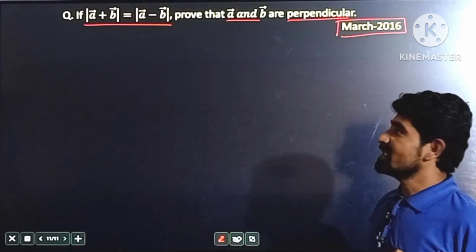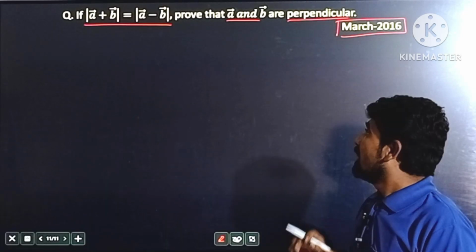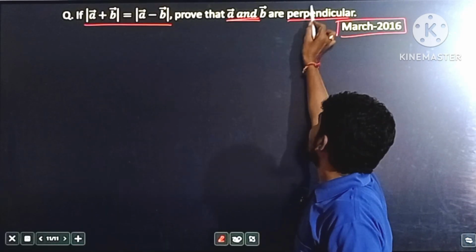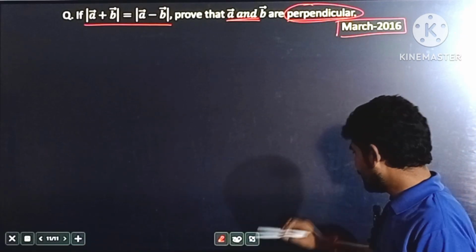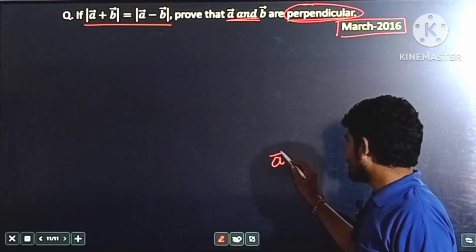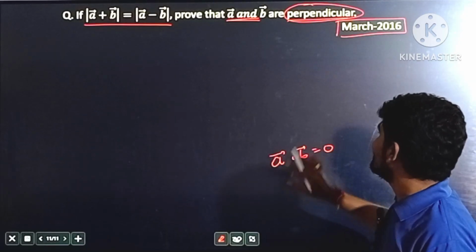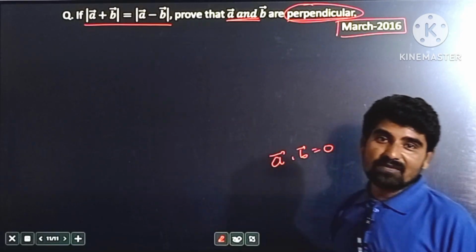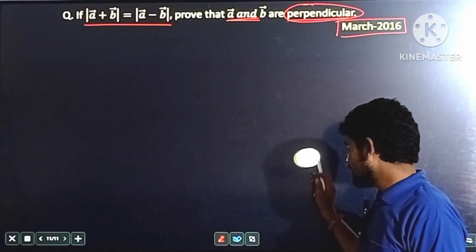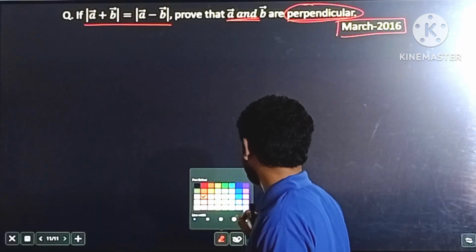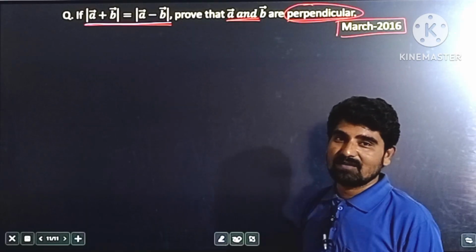See here, in this question he has given that magnitude of A vector plus B vector is equal to magnitude of A vector minus B vector. And we need to prove that A vector and B vector are perpendicular to each other. We know the condition for two vectors to be perpendicular: their dot product should be equal to 0. So if we prove that A vector dot B vector is equal to 0, it means that the given two vectors A and B are perpendicular. So to prove that A vector dot B vector is equal to 0, he has given that magnitude of A vector plus B vector is equal to magnitude of A vector minus B vector.